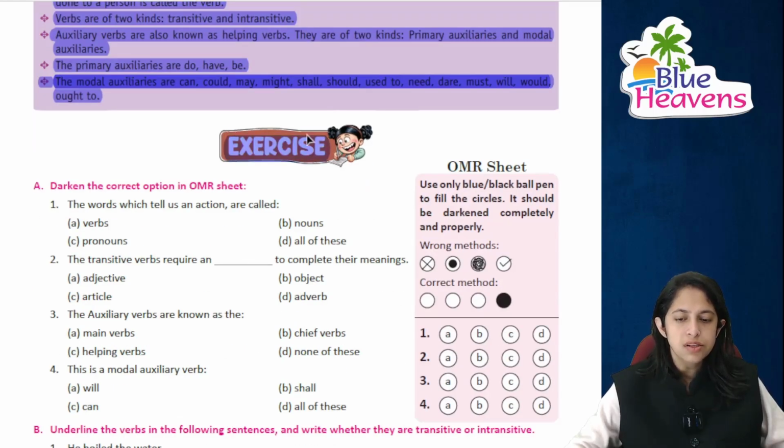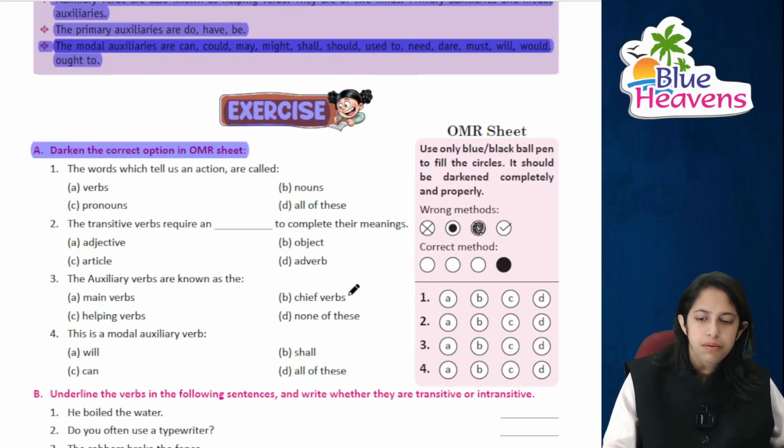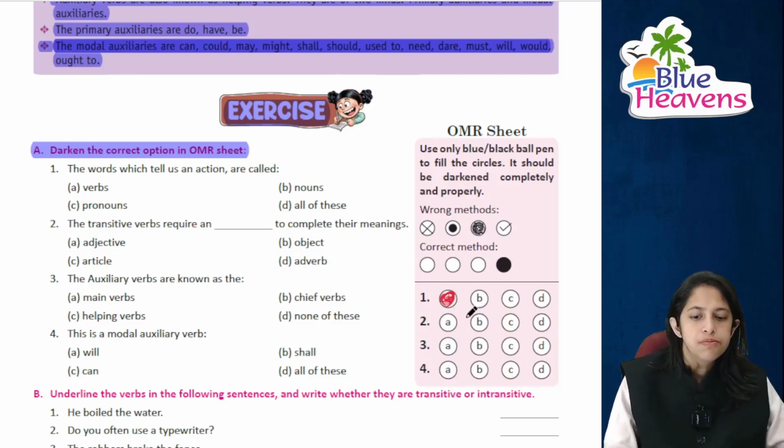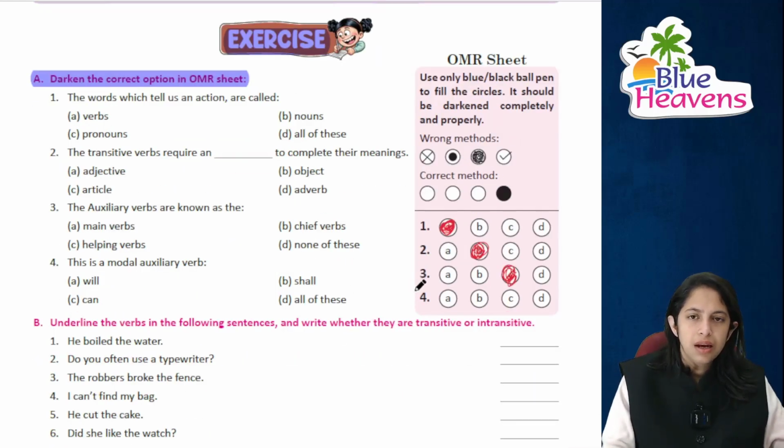Moving on to the exercise. First we'll be doing this OMR sheet which is given below. The words which tell the action are known as verbs, right. Transitive verbs पे क्या होता है, it requires an object, right. Auxiliary verbs को helping verbs भी बोला जाता है. This is a modal auxiliary verb, that is can, could, so it's can, right.